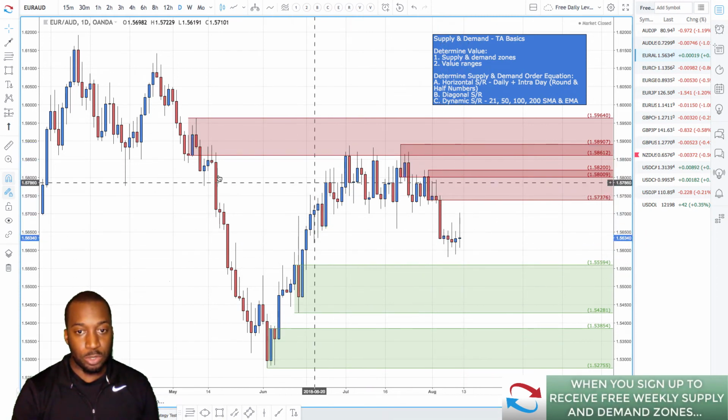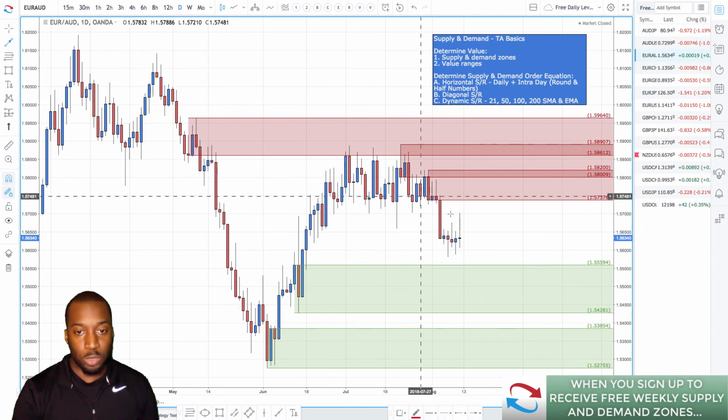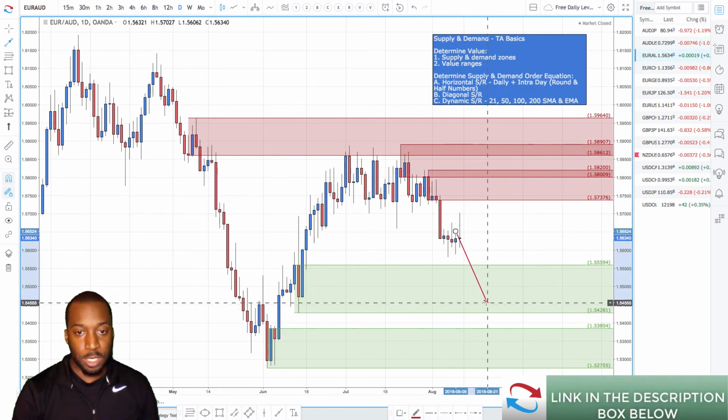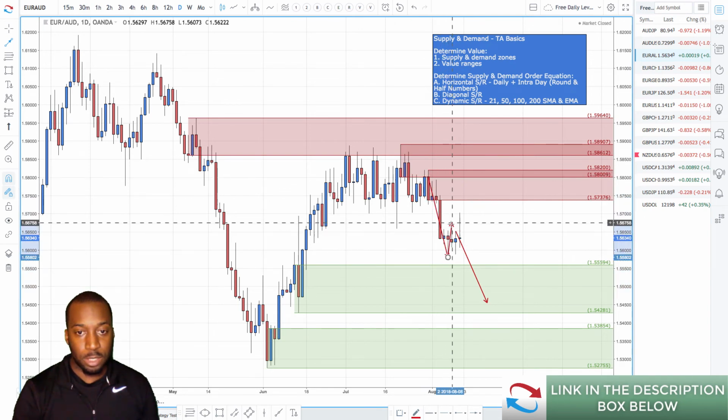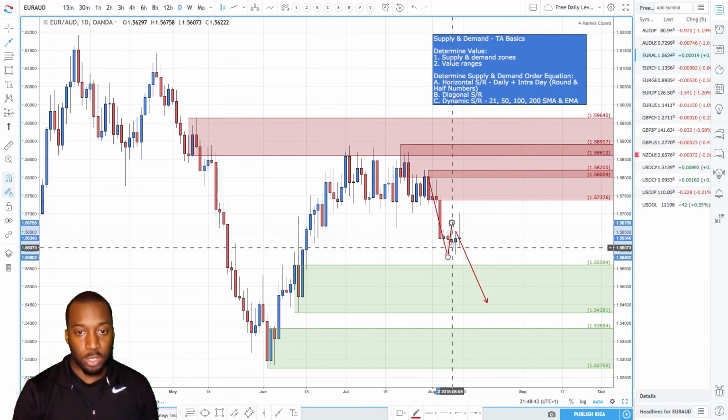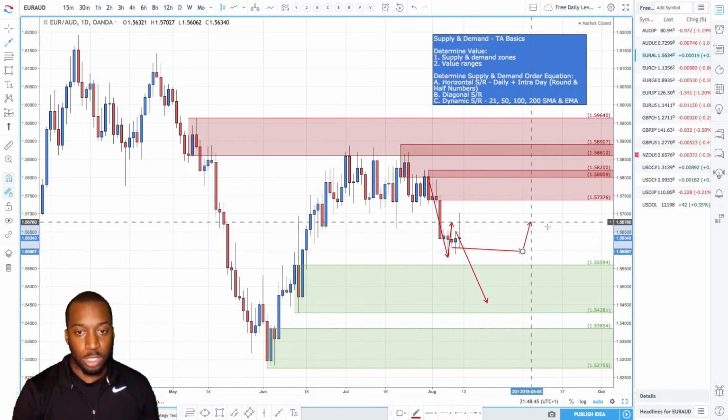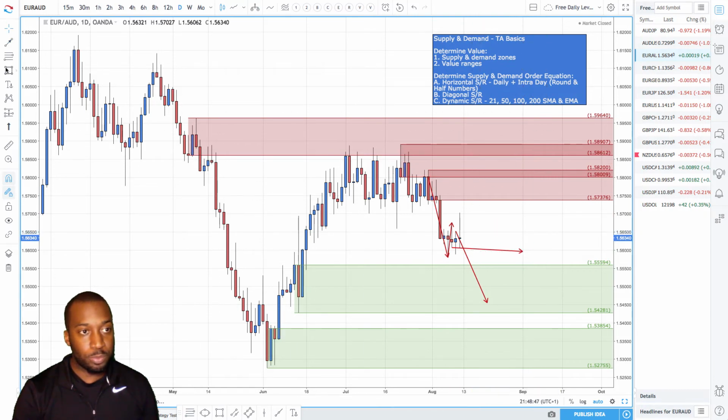And this is potentially, if we go lower, then this would be lower highs and lower lows, and then you'd create your supply zone. This would be where your supply zone would be.